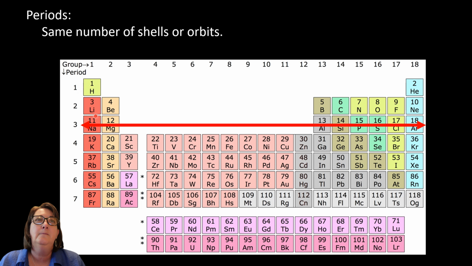So when I look here, I have sodium. Sodium is in row 3. So sodium has 3 shells. It's in group 1, so it has 1 valence electron. So sodium has 1 valence electron and 3 shells.